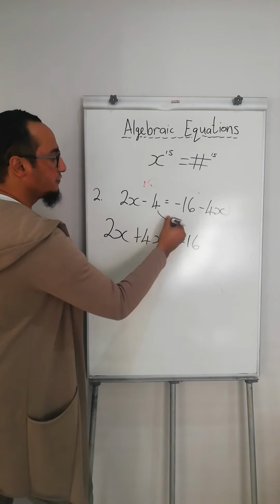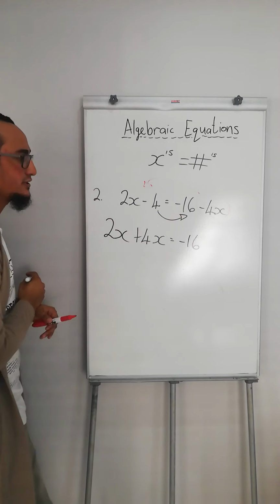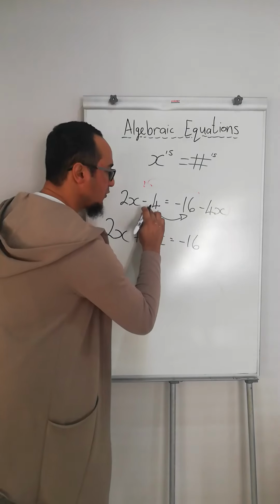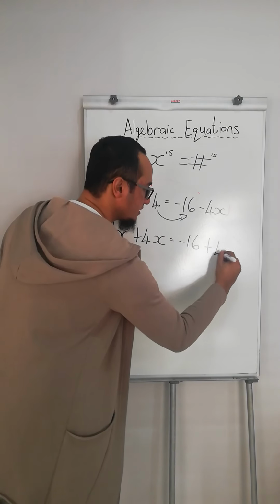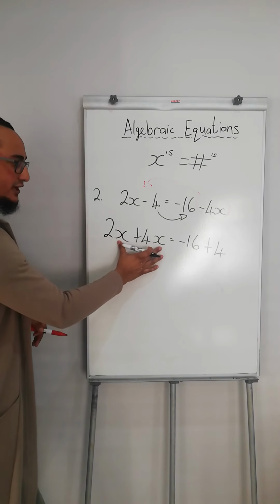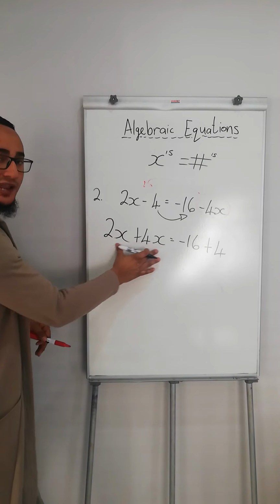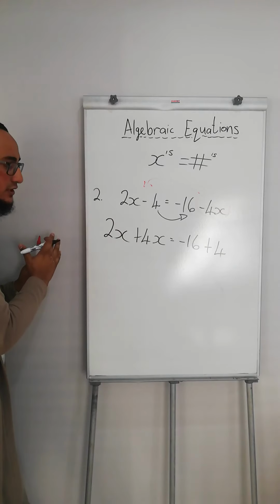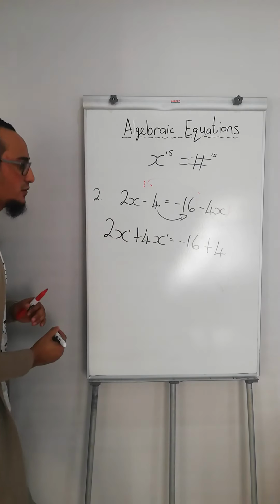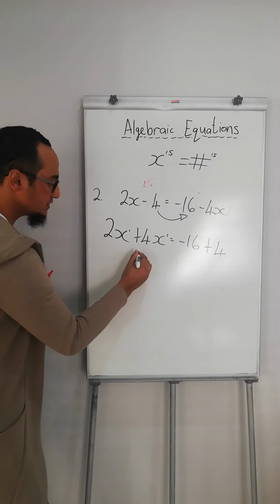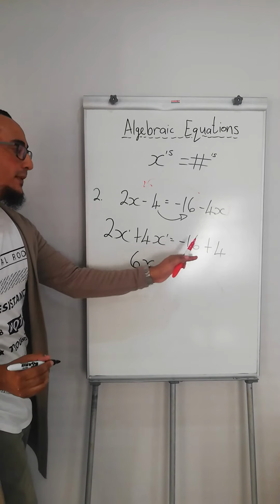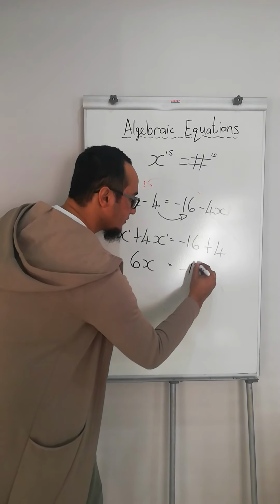However, this negative 4 needs to be on the right hand side because x is on one side, numbers on the other side. Because it's negative, it becomes a positive, and now all I do is add 2x plus 4x. Why can I add these two together? Because they are like terms. Go to my previous videos. Like terms have the same letter as well as the same exponent. So 2 plus 4 is 6x is equal to negative 16 plus 4 is negative 12.